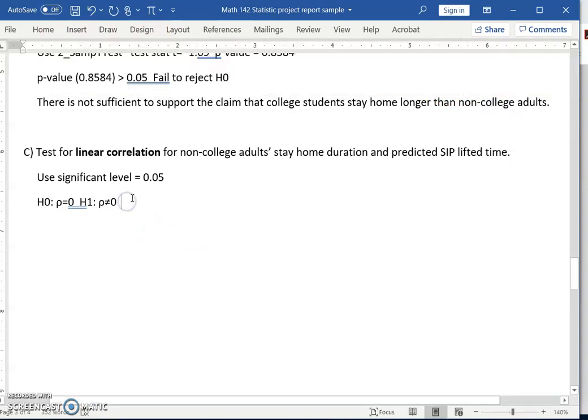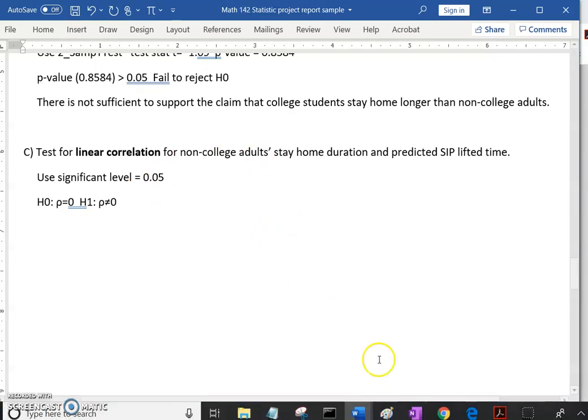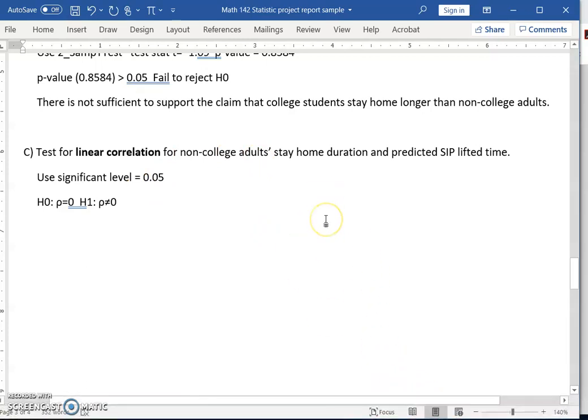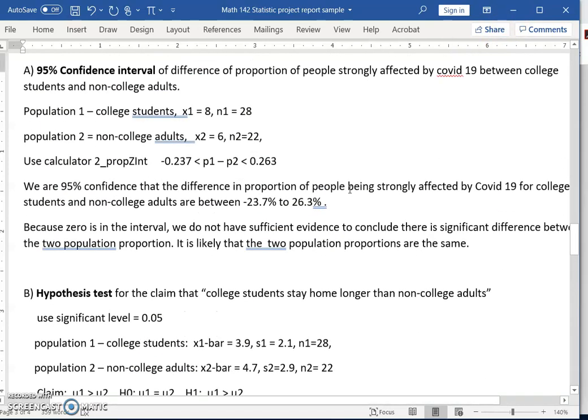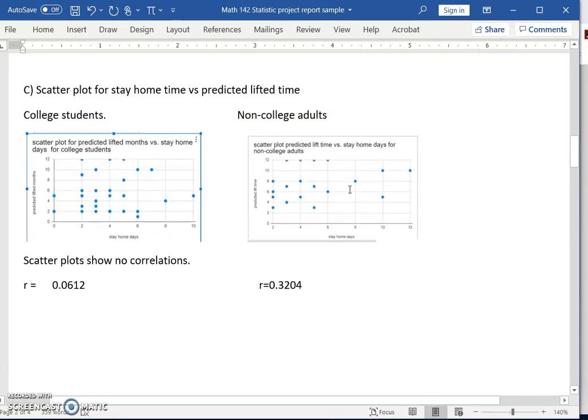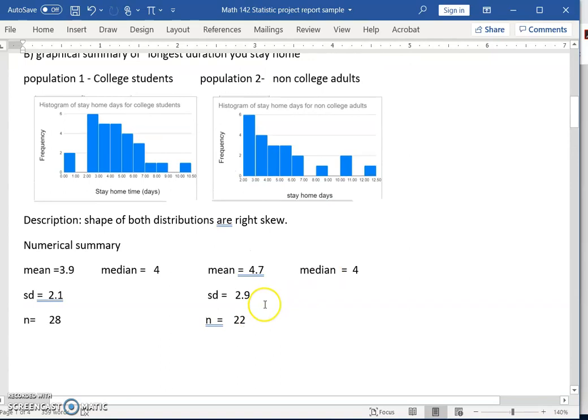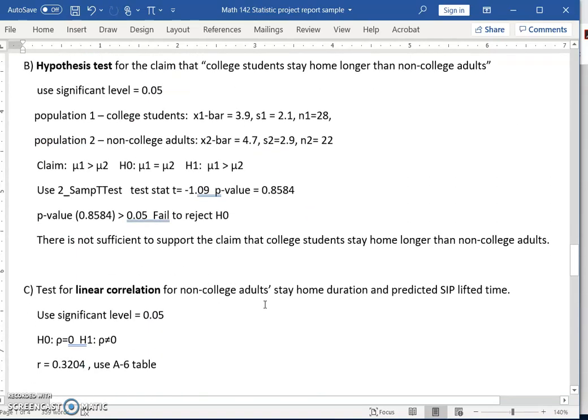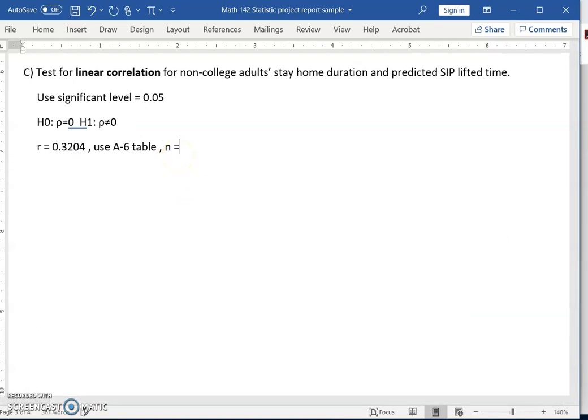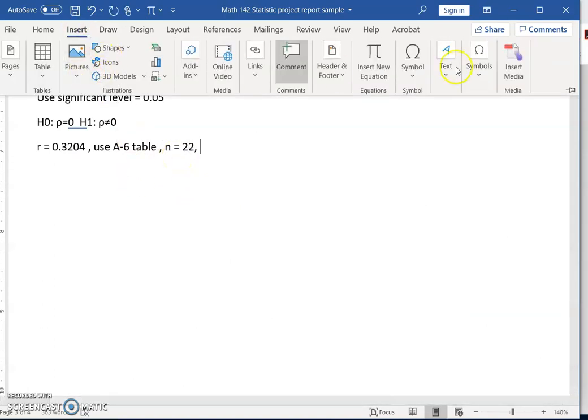Now, if we want to do the linear correlation, really a hypothesis test would involve putting the data into the calculator, and I don't want to do that because there's a lot of data. So what we can do is use r equal to 0.3204, right? We would just use the A6 table. How many data do we have? We're doing the non-college adult stay-home time. Non-college adults, 22. So we'll say n equal to 22. Let's do alpha equal to 0.05 by default.